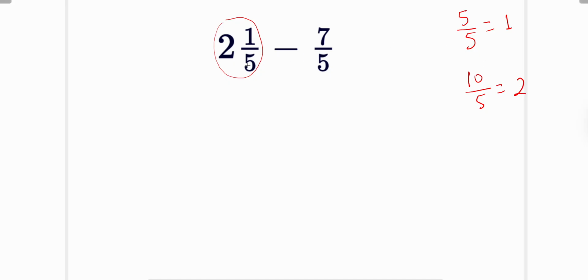Okay, so if I have 2 and 1/5, that means I have 10/5 plus an additional 1/5. So that's 11/5. 11/5 minus 7/5. Okay, so we get 4/5. All right, I hope that you were able to understand.